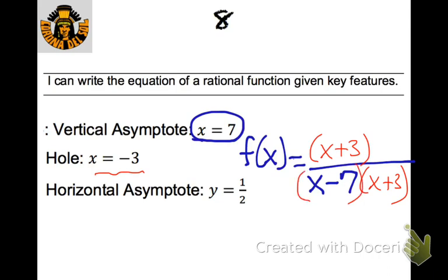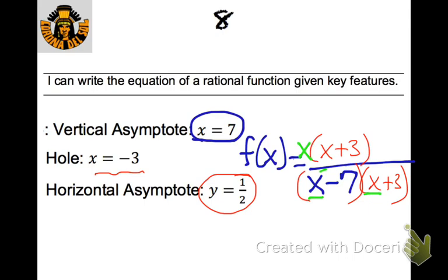Then the horizontal asymptote is supposed to be y equals 1/2. Now the only way that that could happen is if the degree was the same on the top and the bottom, and then there was a 1 in front on top, and a 2 on the bottom. So what we have to do first is make sure that they even have the same degree, because on the bottom right now it's going to be x squared, and on the top it only is x plus 3. So let's go ahead and put an extra x in there on the top.